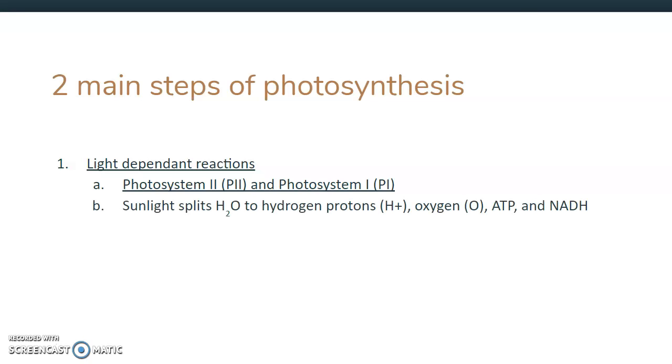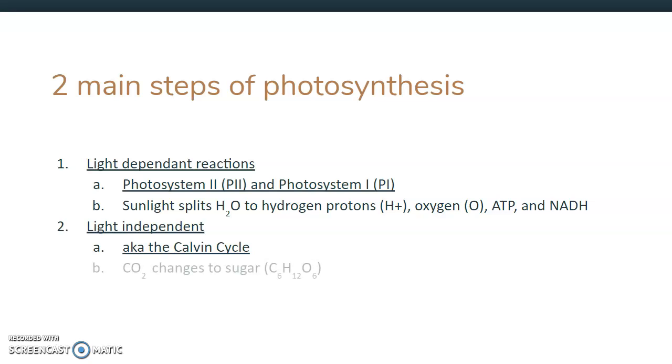And then in this part, our sunlight will split our water to make hydrogen protons, H+, oxygen, and then some ATP and NADPH. So really, our sunlight's breaking water and it's making protons, oxygen, and energy molecules. Then in our light-independent reactions, which are also known as the Calvin cycle, we have our carbon dioxide, which is changed to sugar.